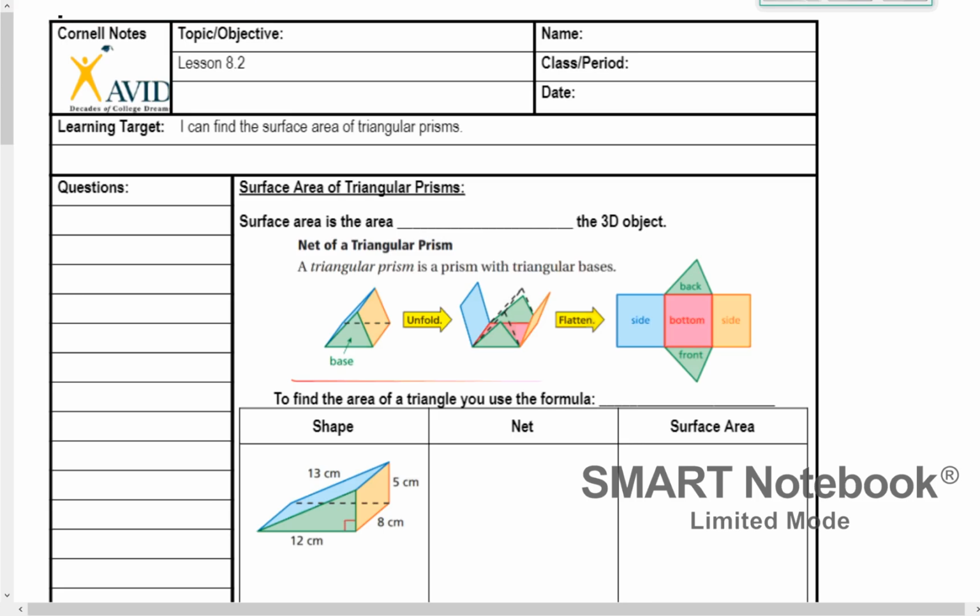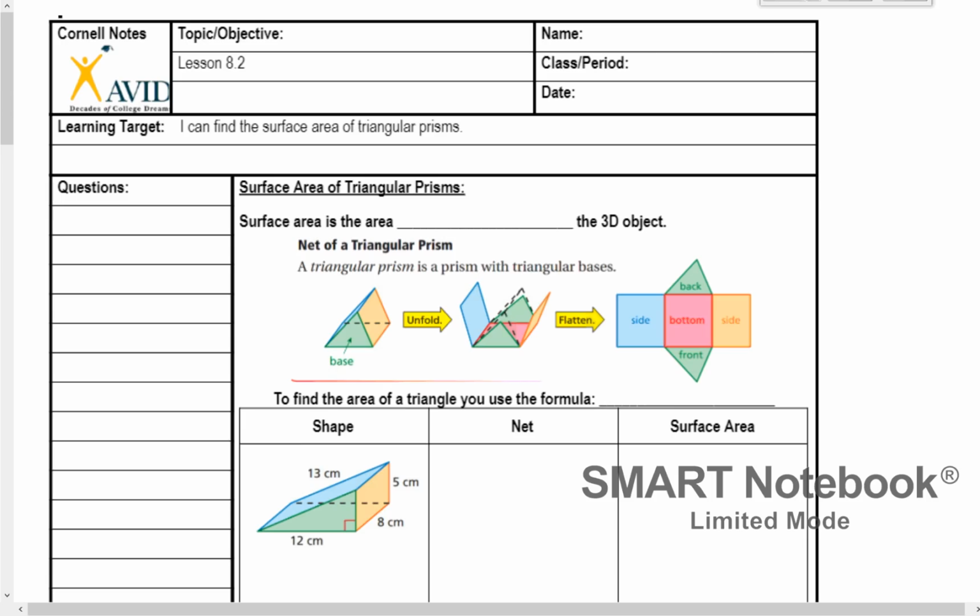Today we're going to continue with lesson 8.2, which has to do with surface area still, but instead of rectangular prisms, we are now learning how to find the surface area of triangular prisms. It's going to basically be the same, except we're just going to have some different shapes, because obviously triangular prisms have triangles in them, and rectangular prisms only had rectangles.